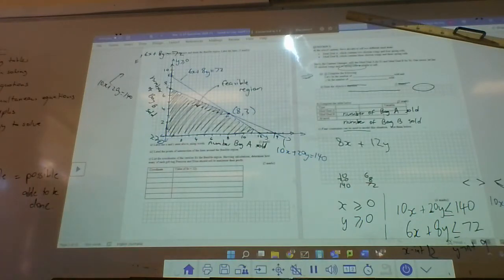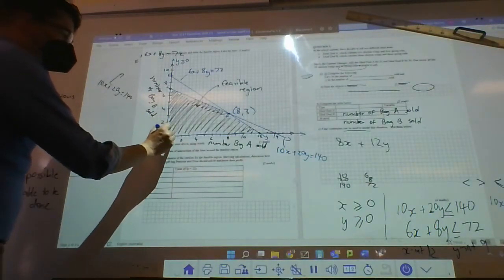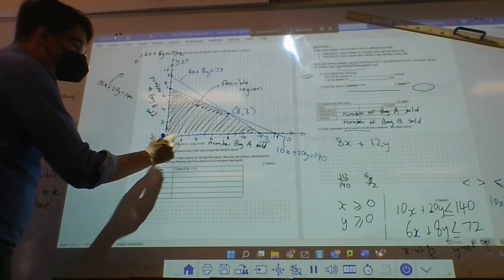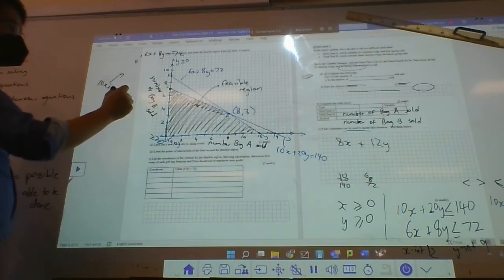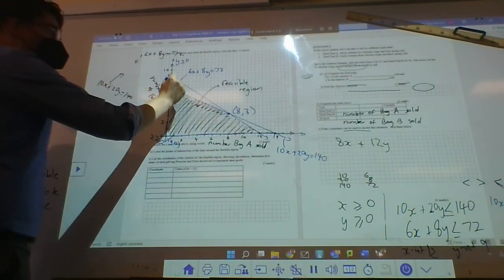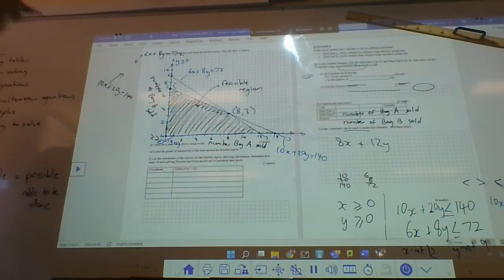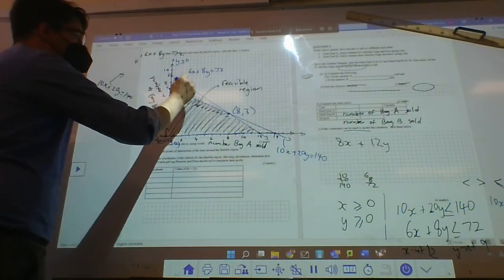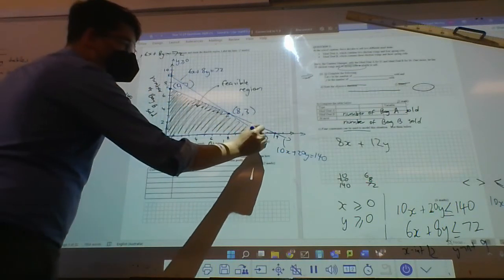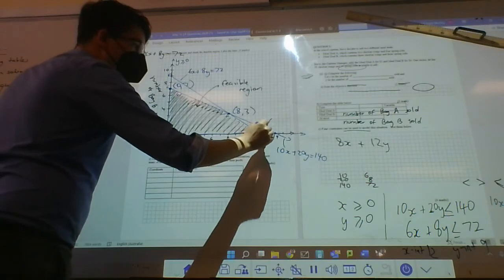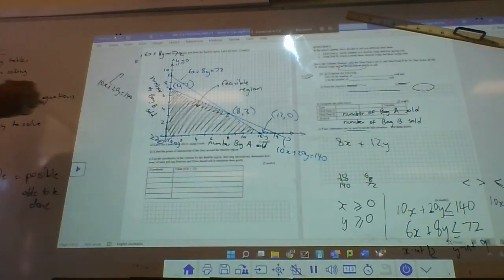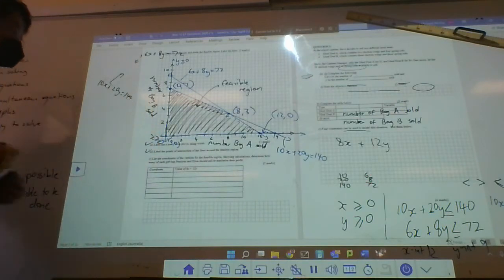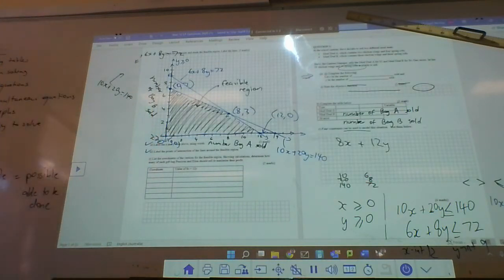Now, what are our other points that we've got here? We've got (0, 0) over here in the corner. What's this point just here? (0, 7), good correction, well done. And then over here we've got (12, 0). Okay, let's just tick that we've done those questions. Tick, tick.